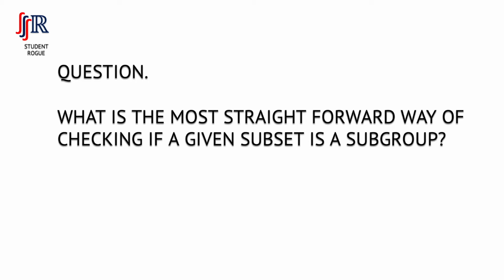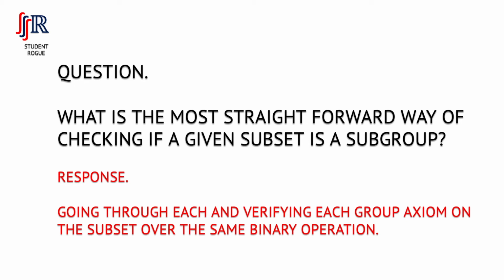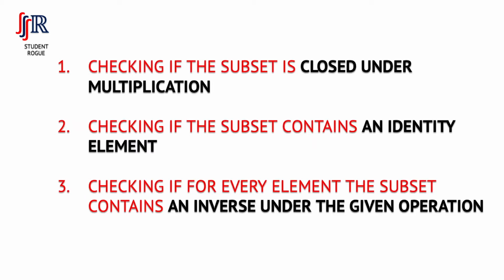Well, the most straightforward way to do this is to actually go through each and every axiom of a group and verify that it holds for that subset with respect to the group operation. That is, first of all, check that it's closed under multiplication. That is, given two elements of the subset, when you multiply them with the group operation, you ought to obtain a third element that is in the subset itself.